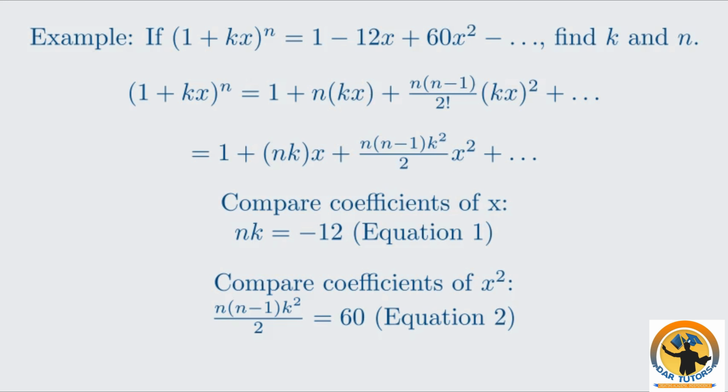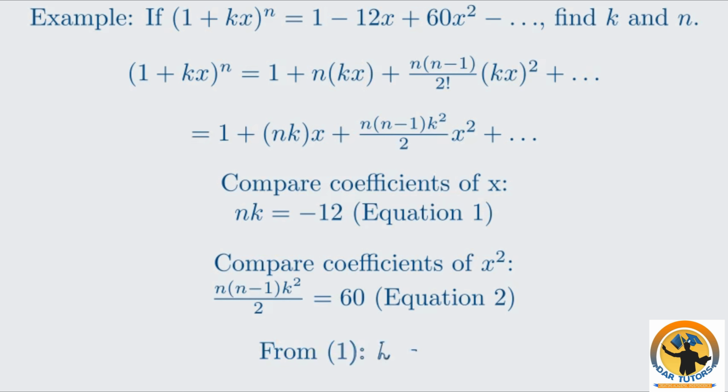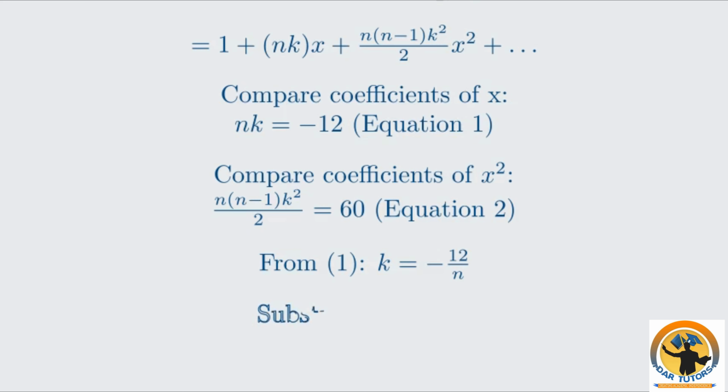We now have a system of two equations with two unknowns. From equation 1, we can express k in terms of n. From the first equation, k equals negative 12 over n. Now we substitute this into equation 2. Substituting k into the second equation gives us n(n-1) times (negative 12 over n) squared, all divided by 2, equals 60. Let's simplify this. Minus 12 over n, squared, is 144 over n squared.